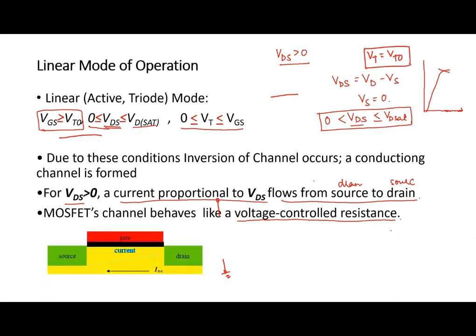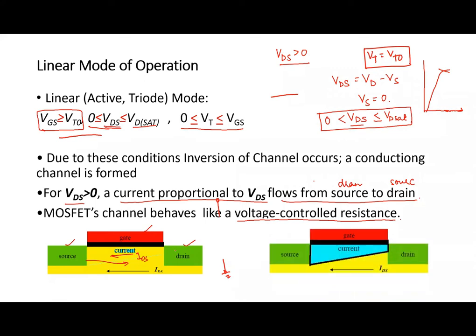Here you can see the cross section of your device. This is your source, this is your gate, and this is your drain, and the current is in this direction, IDS, and electrons will flow in this direction. This happens only when the channel is actually formed.